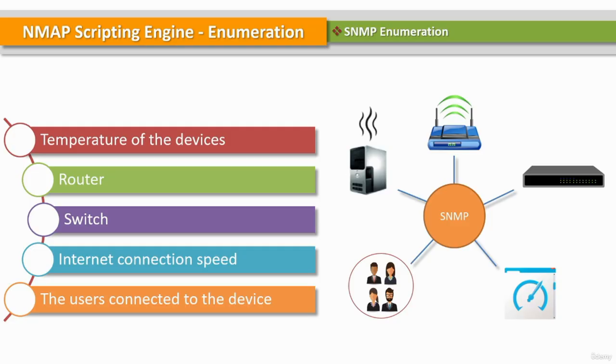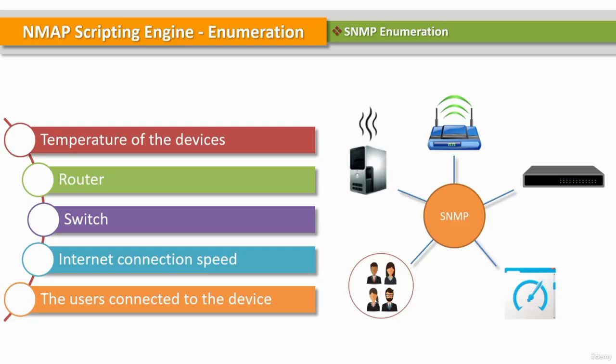So SNMP enumeration, what's that? Well, the SNMP enumeration process enumerates user accounts as well as the devices on a target system using the SNMP. So SNMP consists of a manager and an agent. Agents are embedded on every network device, and the manager is installed on a separate computer.